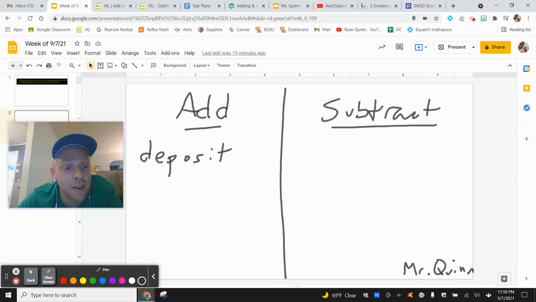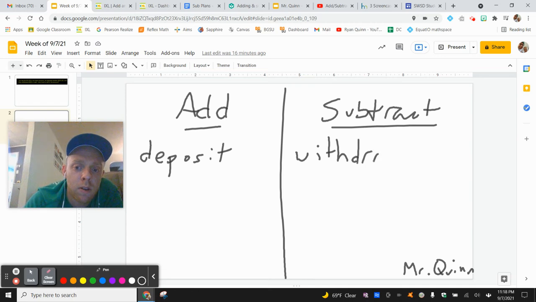So the other word that we saw in our video that you just watched was withdrawal. And we know that withdrawal was an antonym of deposit, the opposite of deposit. So I am going to list the word withdrawal, excuse my handwriting, I'm using my finger to write, on the subtraction side of my graphic organizer.